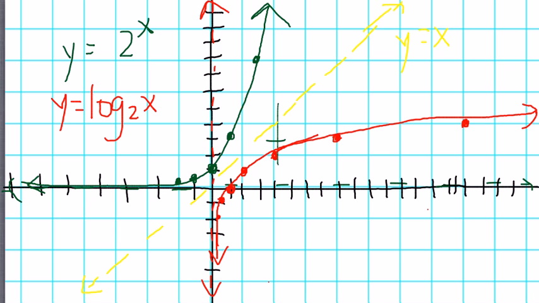Graphically, the inverses are reflections of each other across the line y equals x. So when you look at it, you should be able to kind of envision flipping it over the yellow line, y equals x, and they're kind of mirror images of each other. So that's kind of the graphical interpretation of inverses, and I think that's pretty cool.